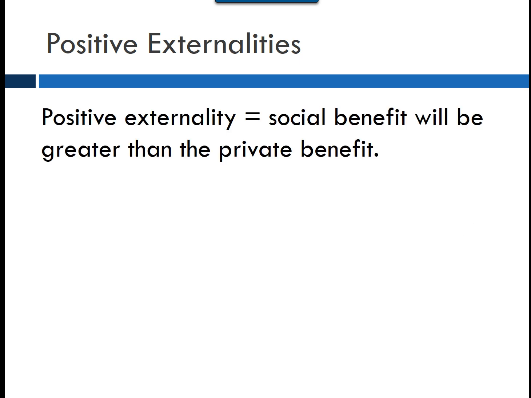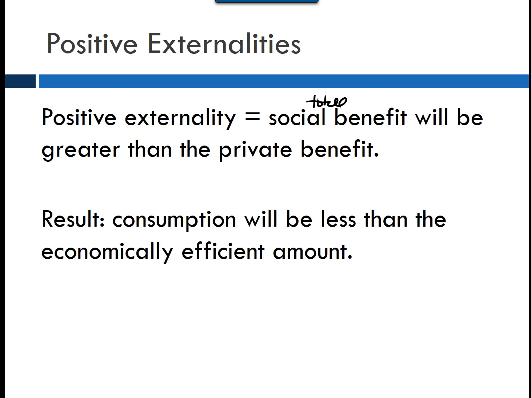There are also such things as positive externalities. Positive externalities are when the social benefit, or the total benefit, is greater than the private benefit. Somebody outside this transaction is benefiting. What that means is, because we're not factoring in the full benefit, there's not enough of it being demanded, and so consumption is too low.